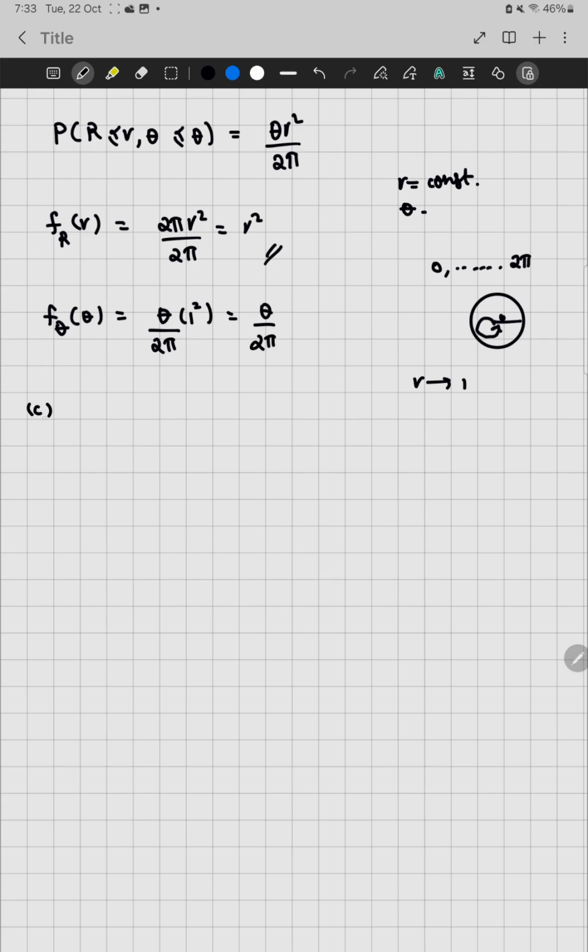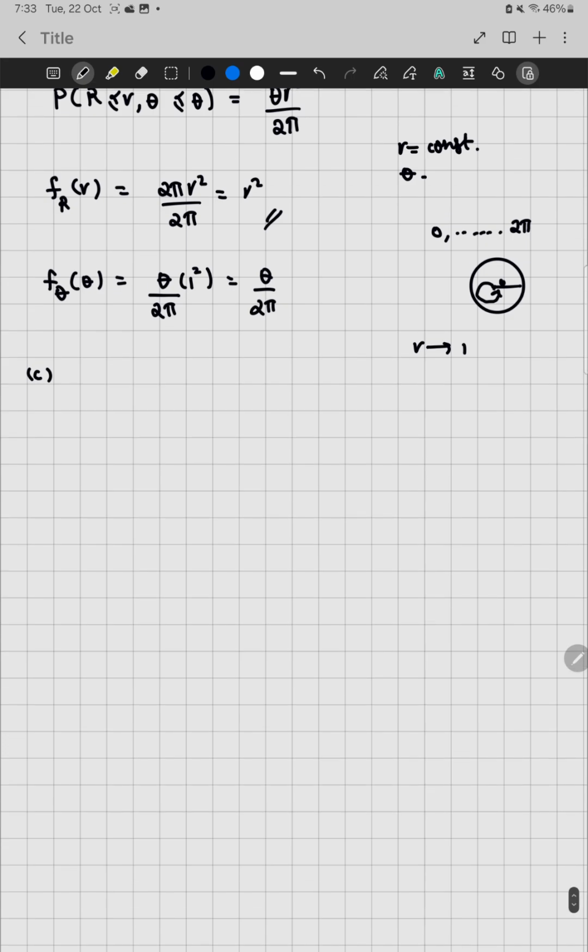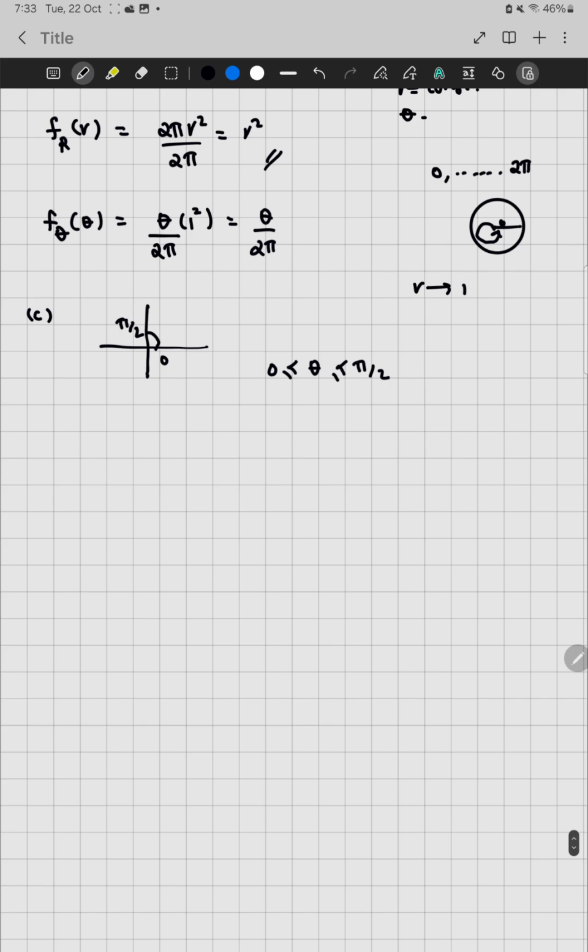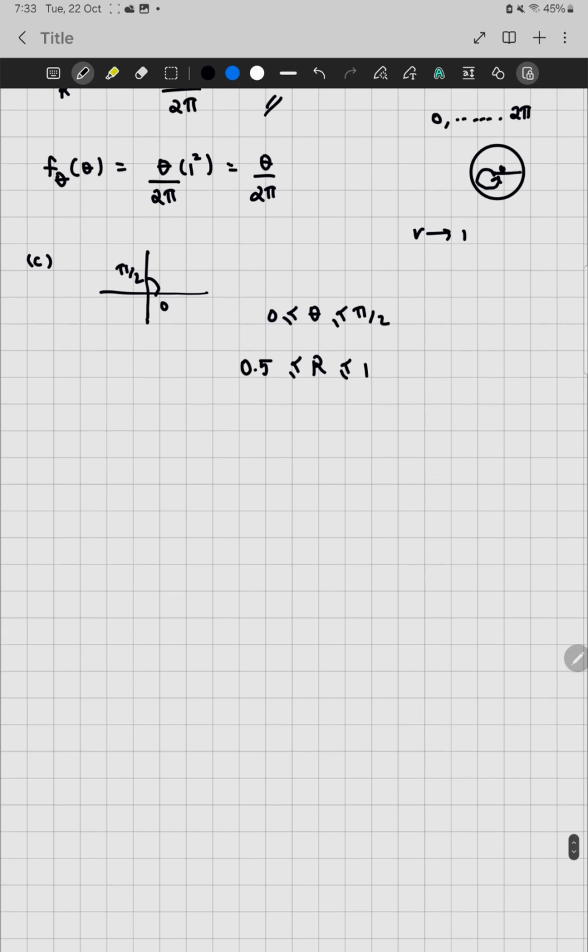And now the C part. The C part is a unique part, because here the question is, use the joint CDF to find the probability that the point is in the first quadrant. In the first quadrant, the angle will be between 0 to pi by 2. So theta lies between 0 to pi by 2, and r is greater than 0.5. So the radius should be greater than 0.5, and the maximum is 1 because it's a unit radius board.